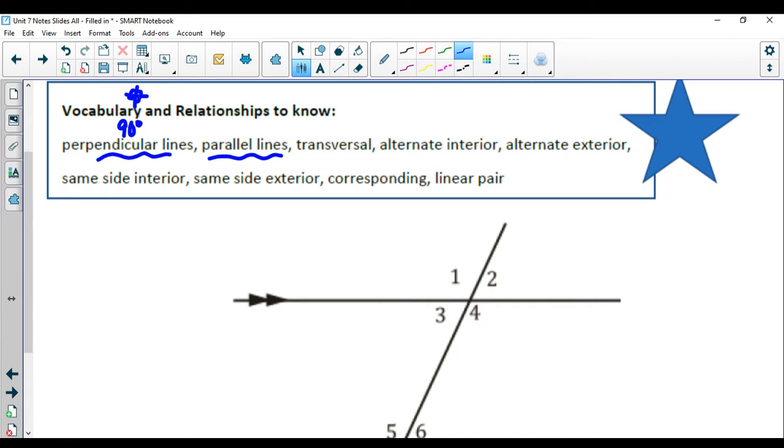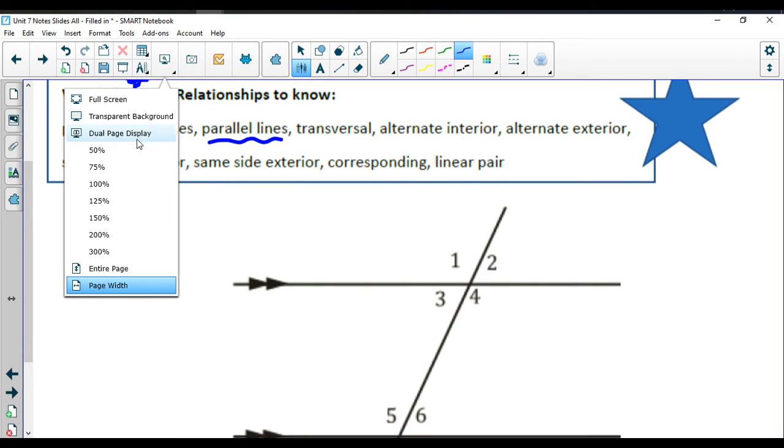The other one that we want to talk about are parallel lines. Parallel lines are two lines that are going to go next to each other. They're going to be an equal distance away from each other at any given point in time. So as we move, they're never going to cross over each other. They're never going to intersect, nothing along those lines.